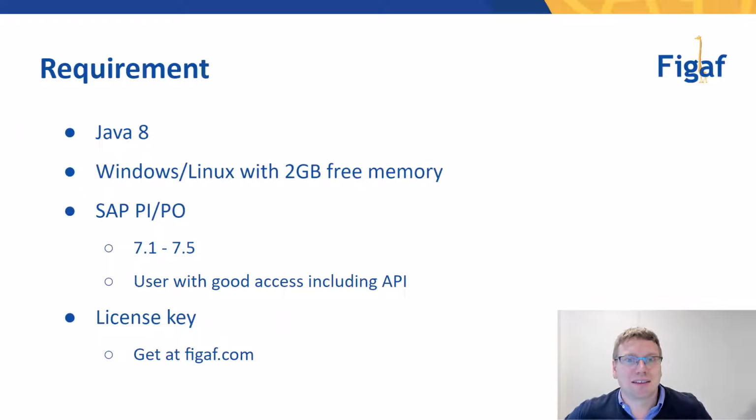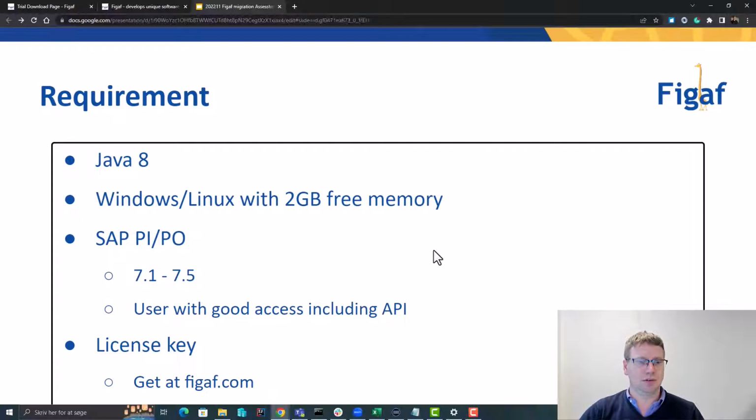Cool, so let's get started. To run this tool, you need Java 8, either Oracle's or one of the open JDKs. Linux or Windows with a minimum of 2 GB of RAM. Then you need SAP PI 7.1 and above. And then you need a user with good access, including API access. You need a license key that you can get from figaf.com. And I think that was all the slides we had for you today.